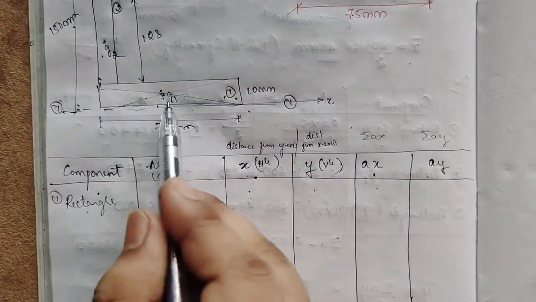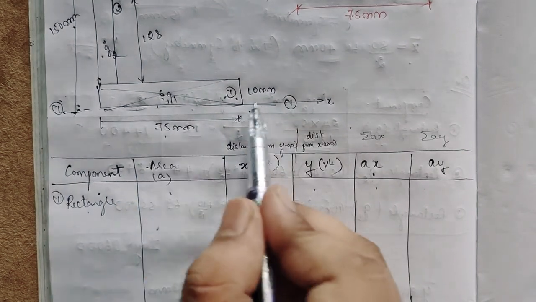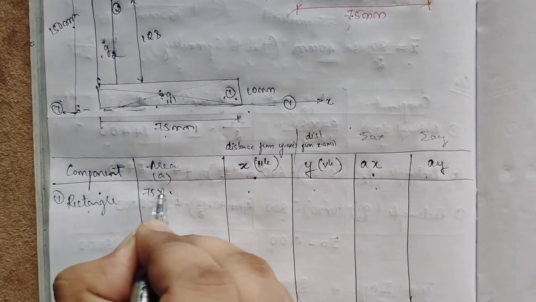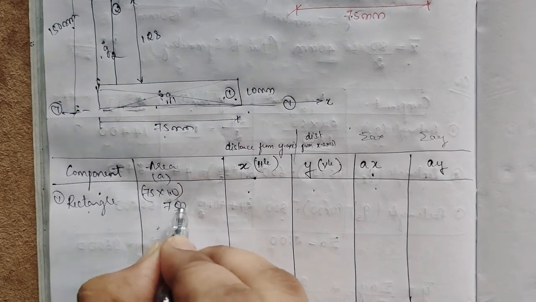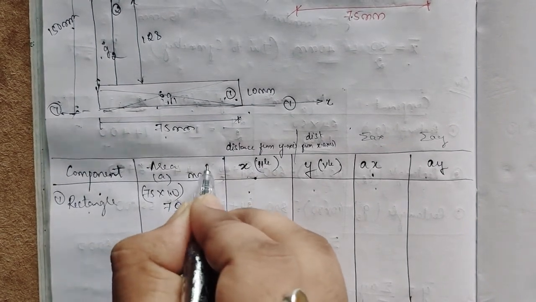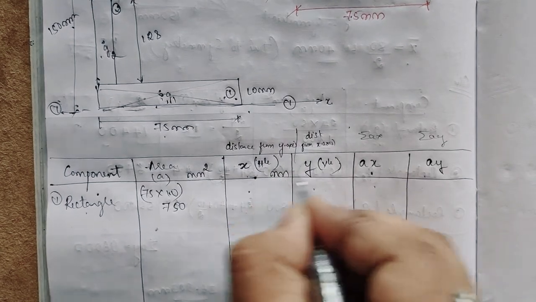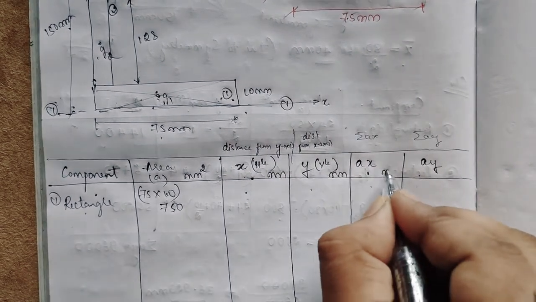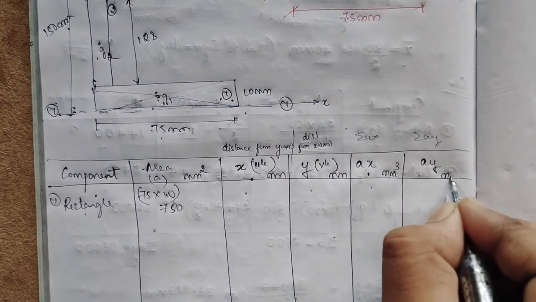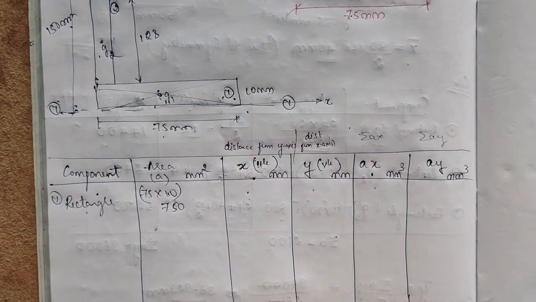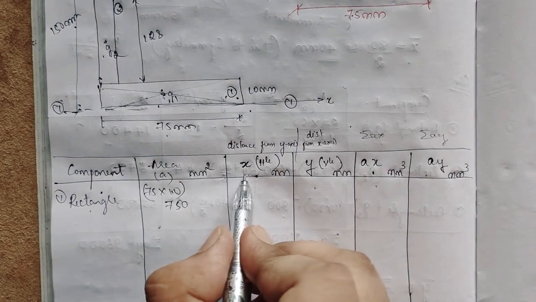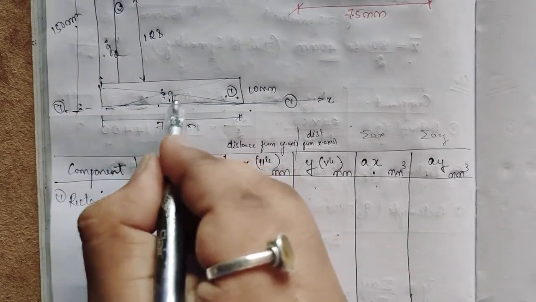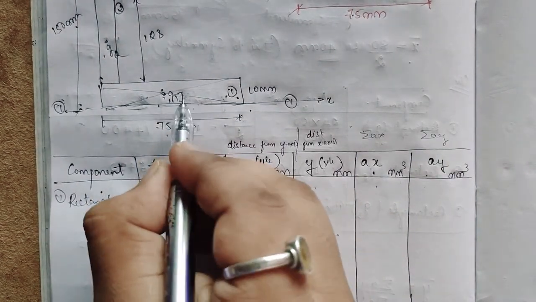So for the rectangle, what is the area? 75 into 10. So 75 into 10 is nothing but 750 mm square. The unit is very important. This is mm square. You have to write the unit or you will lose marks. Okay, so now the rectangle area is 750, this is the area.